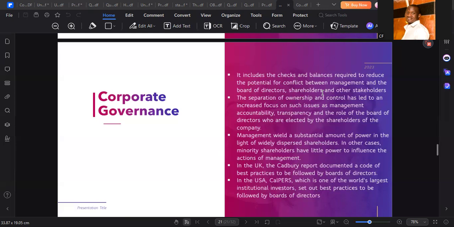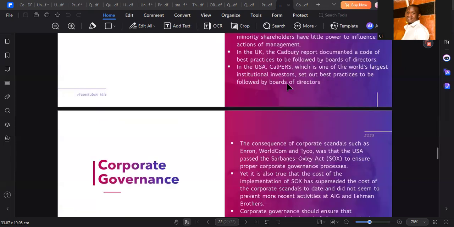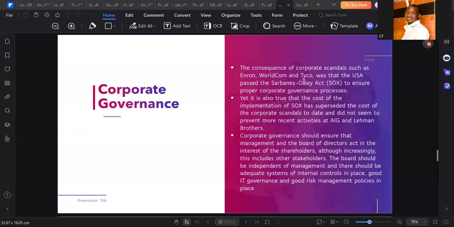In the UK, for instance, a report was documented on the code of best practices to be followed by the board of directors. In the USA, one of the largest institutions set out practices that are to be followed by the board of directors. So corporate governance stands against clear scandals that may occur. Examples we looked at were WorldCom and Tyco. These are just examples of instances where corporate governance failed.